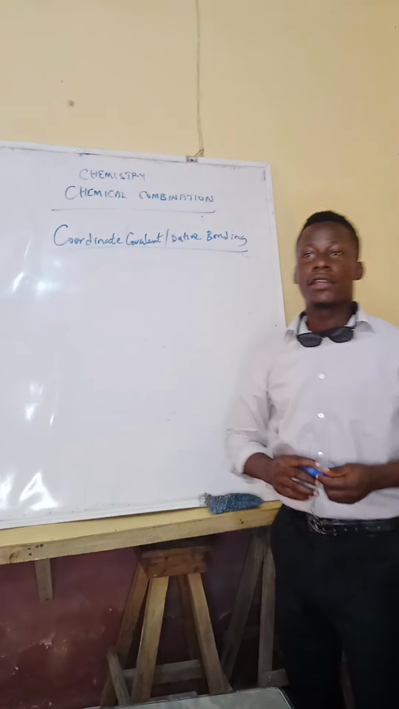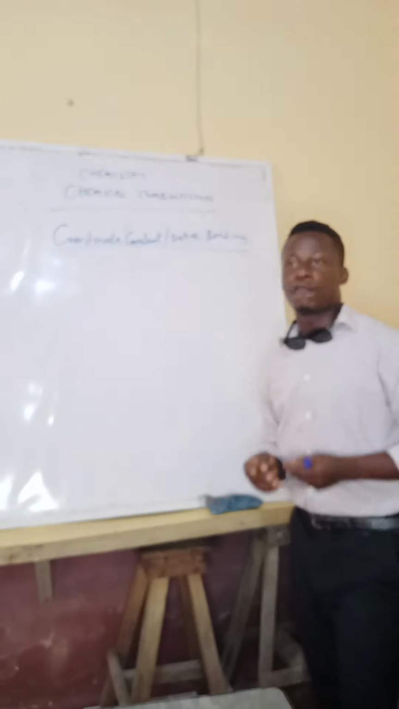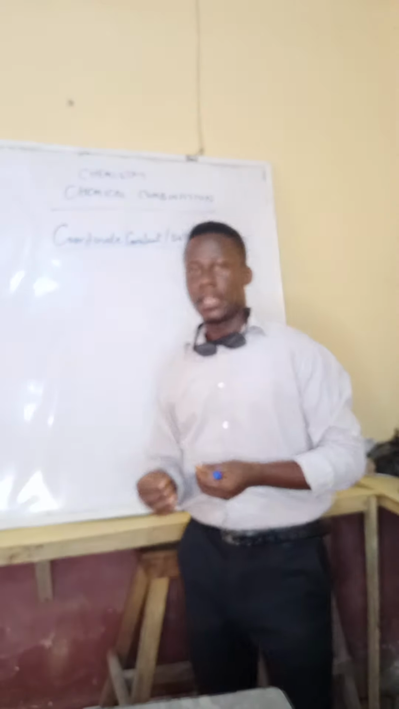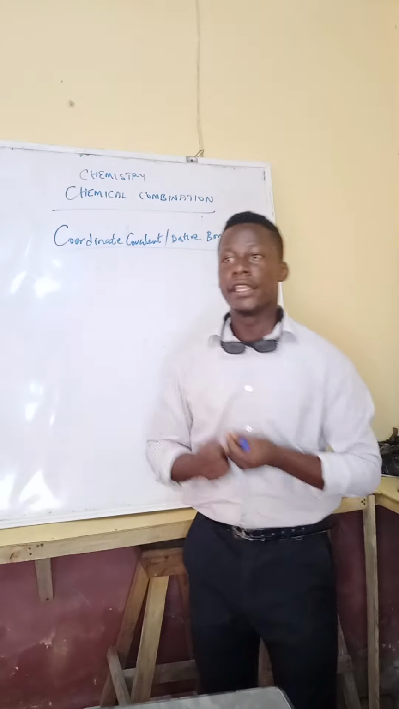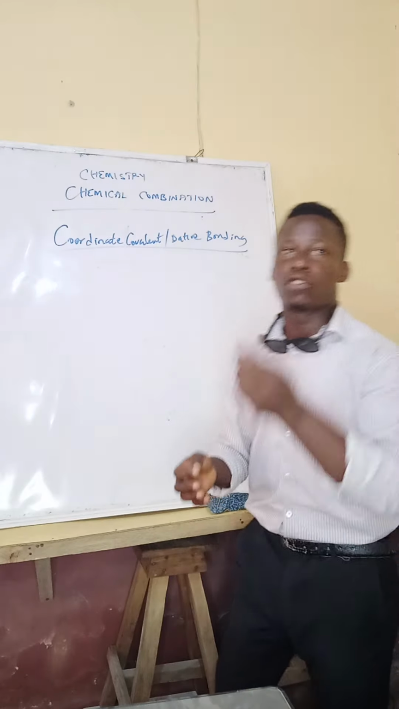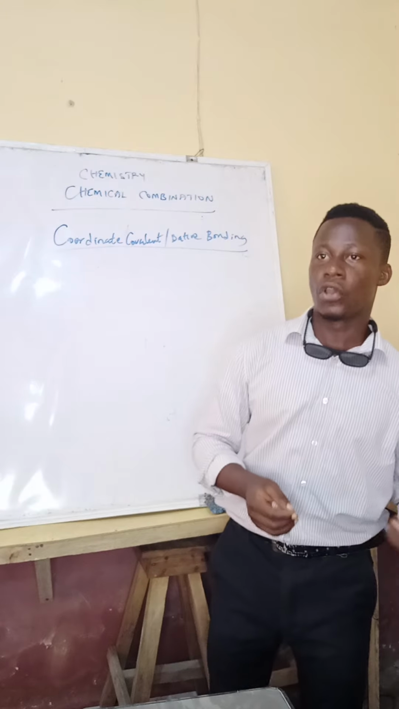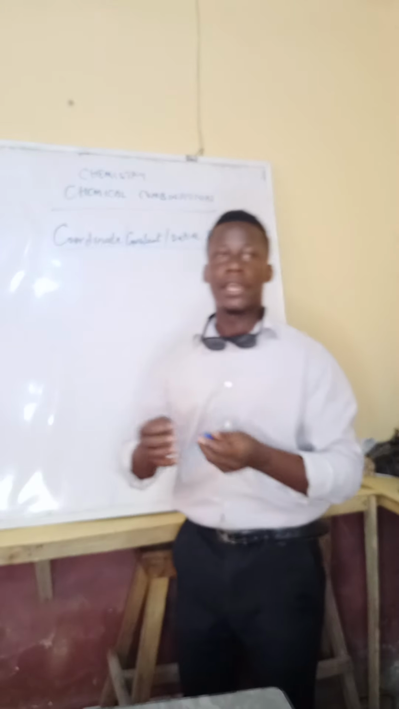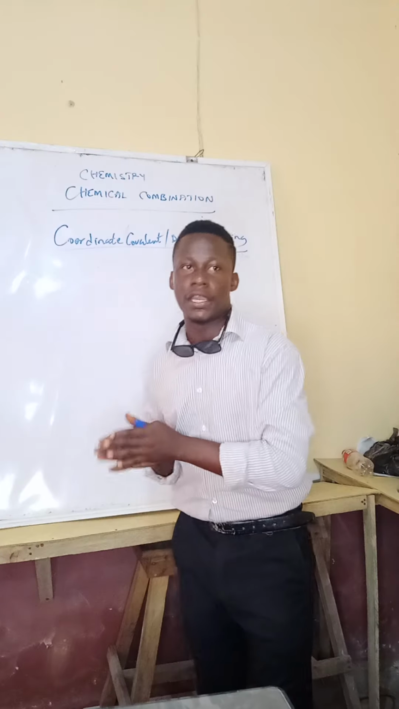Now, in a coordinate covalent bond, don't forget we are still dealing with covalent bonding. Covalent bonding involves sharing of electrons. In a pure or ordinary covalent bond, you will see that there is equal sharing. Atom A is donating 1 electron, atom B is donating another electron, and they are sharing it together.